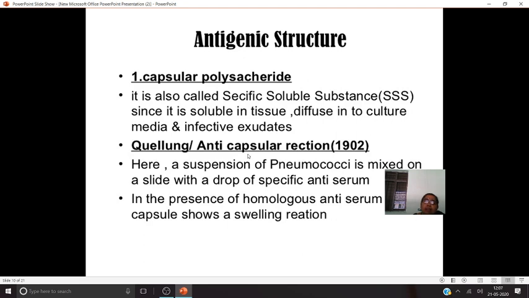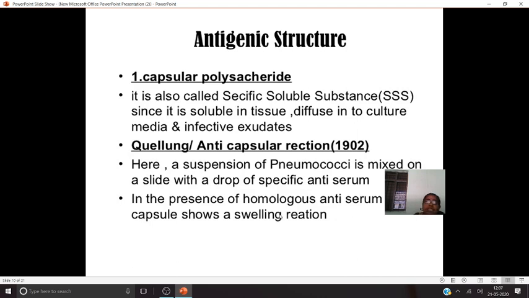Then another capsular polysaccharide reaction, one of the most important, is the Quellung reaction. Another name for it is the anti-capsular reaction. It was discovered in 1902. Here, a suspension of pneumococci is mixed on the slide with a drop of specific antiserum. In the presence of homologous antiserum, the capsule shows a swelling reaction. The Quellung reaction is asked in the examination as a 2 marks question. It is one type of the anticapsular reaction under the antigenic structure of pneumococci. So if you are mixing with a slide of antiserum, we are seeing a swelling reaction.